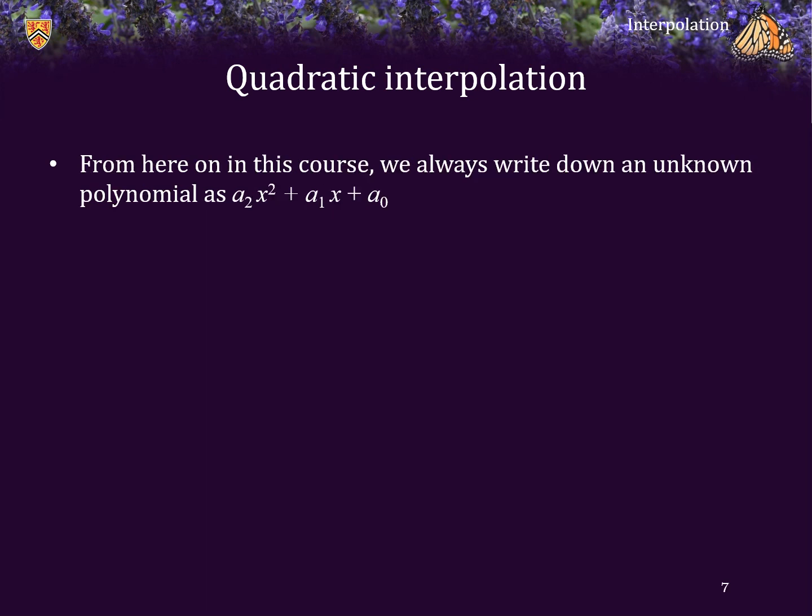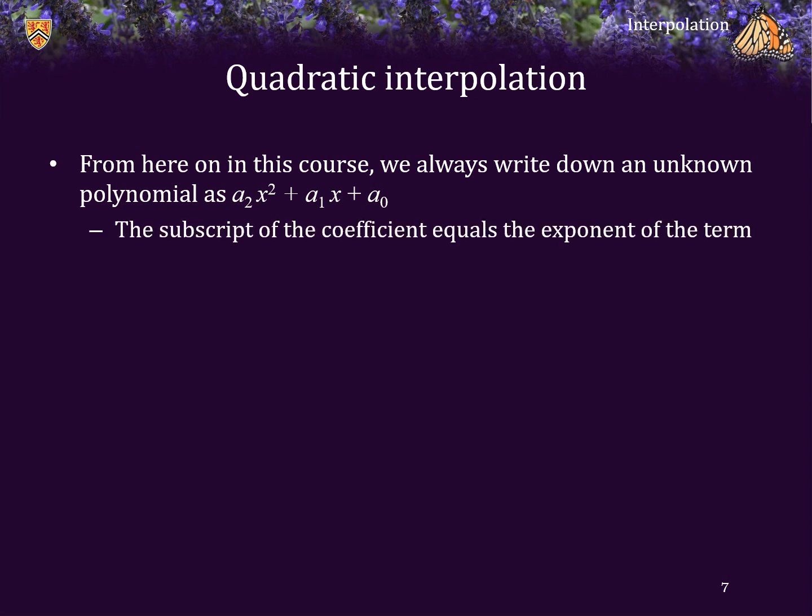Now, from here on in this course, we will always write down unknown polynomials in the form a sub 2 x squared plus a sub 1 times x plus a sub 0. The justification here is that the subscript on the coefficient equals the exponent of the term. This is a lot easier than other representations. So now a sub 7 is always the coefficient of x to the 7. A sub 4 is the coefficient of x to the 4.